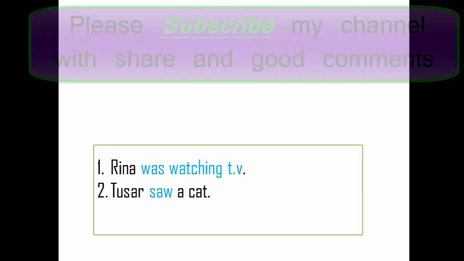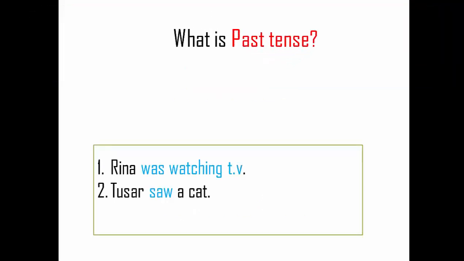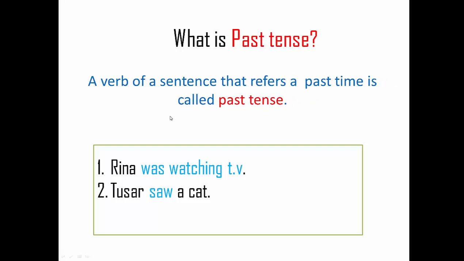Okay, let us learn about past tense. Dear viewers, Reina was watching TV. Tushar saw a cat. This is the example of past tense. Okay, we can ask what is past tense? A verb of a sentence that refers to a past time is called past tense. Reina was watching TV. It happened in the past. Okay. Tushar saw a cat. It also happened in the past. This kind of sentence is called past tense.